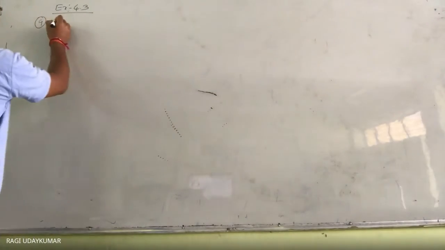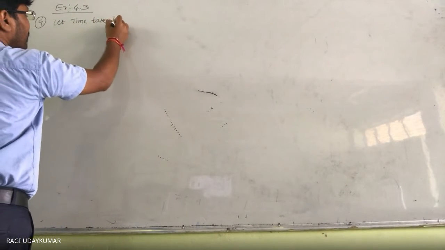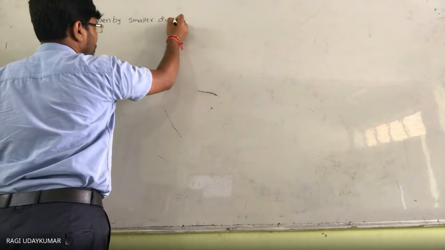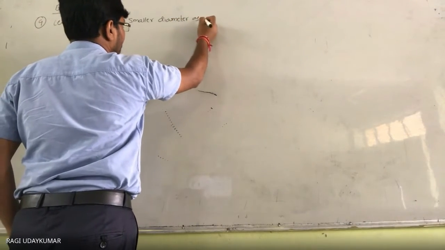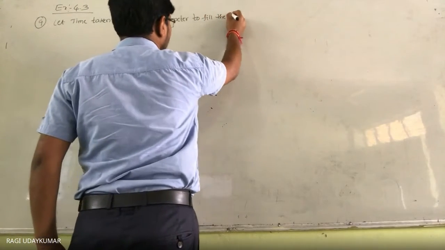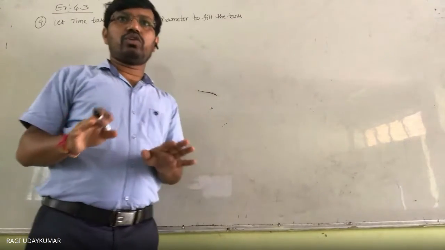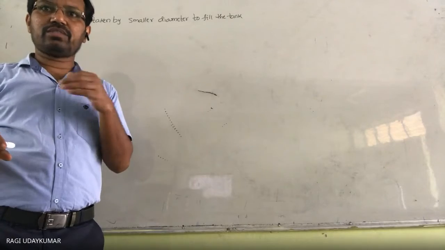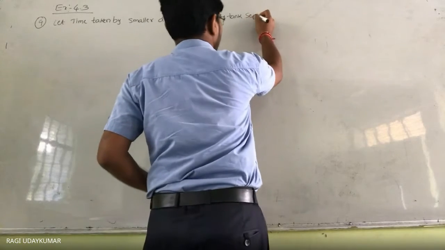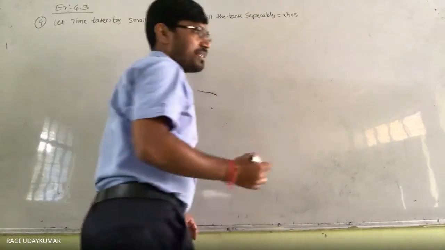So first you find, let the time taken by the smaller diameter tap to fill the tank, whenever it is filling the tank alone, separately, be X hours. We are considering it as X hours.